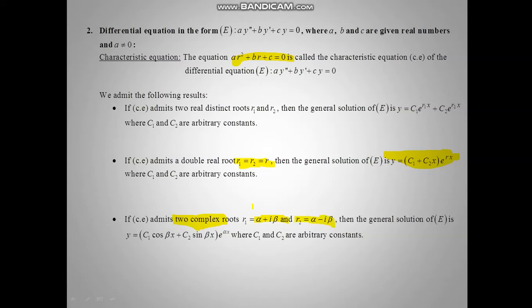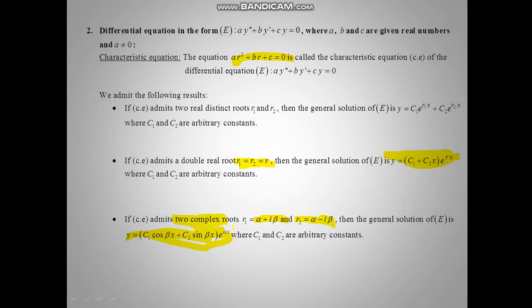So the first one is alpha plus i beta, and the second one is alpha minus i beta. Okay, the general form of the solution of the differential equation in this case will be y equals c1 cosine beta x plus c2 sine beta x, times e to the alpha x, where beta is the imaginary part of the complex solution, and alpha is the real part of one of the roots of the characteristic equation.